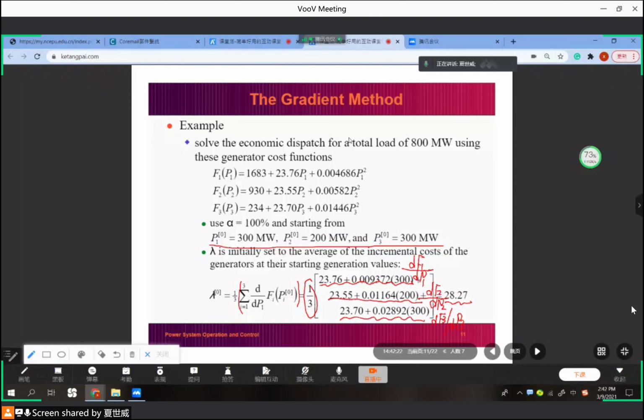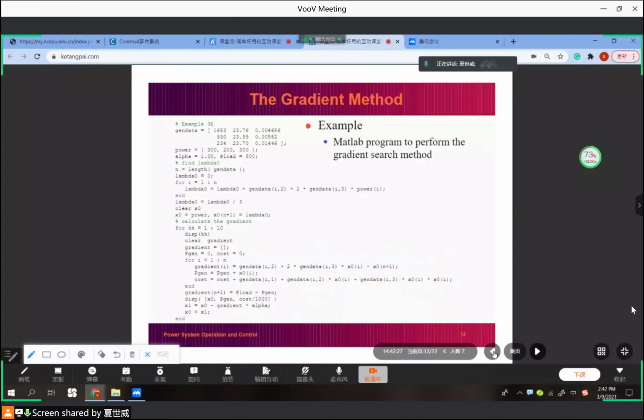Okay, let's stop here, and we will continue to show how to write the program to use this method in the next class. Okay, just have a break.